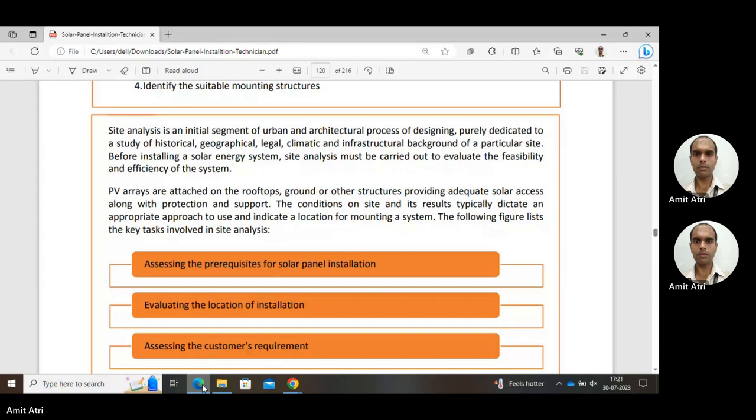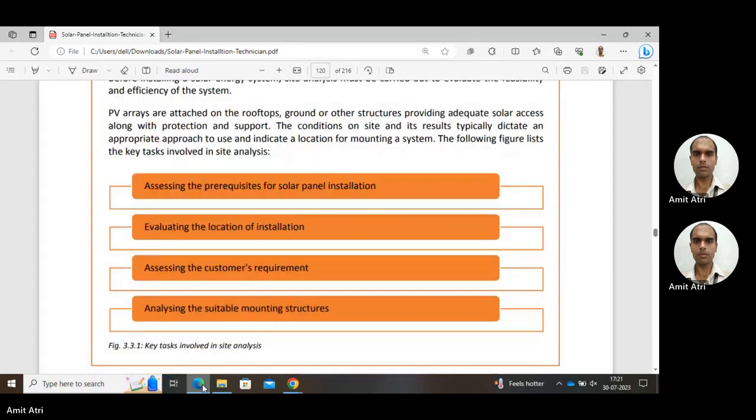PV arrays are attached on the rooftop, ground, or other structures, providing adequate solar access along with protection and support. So what are the requirements? There should be adequate solar access, protection for the PV arrays, and support. The conditions on site and its result typically dictate an appropriate approach to use and indicate a location for mounting a system. So here are the tasks highlighted which are to be performed for site analysis.